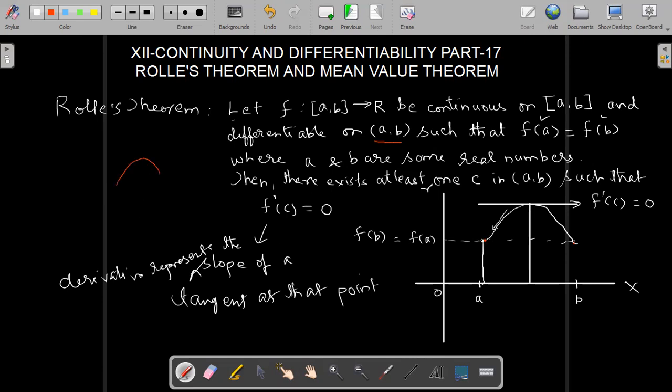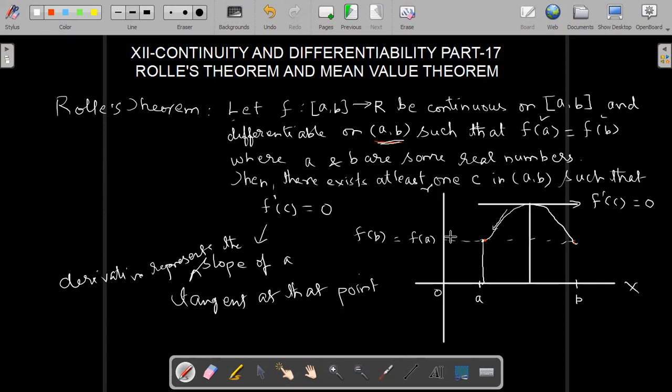At an endpoint you cannot draw the tangent. Suppose the curve ends at this point; you cannot draw the tangent here because it can go up, in which case the tangent will be like this, or it can go down, in which case the tangent will be like that. So at the endpoint we cannot draw a tangent, because a tangent should touch the point, and here the curve is ending.